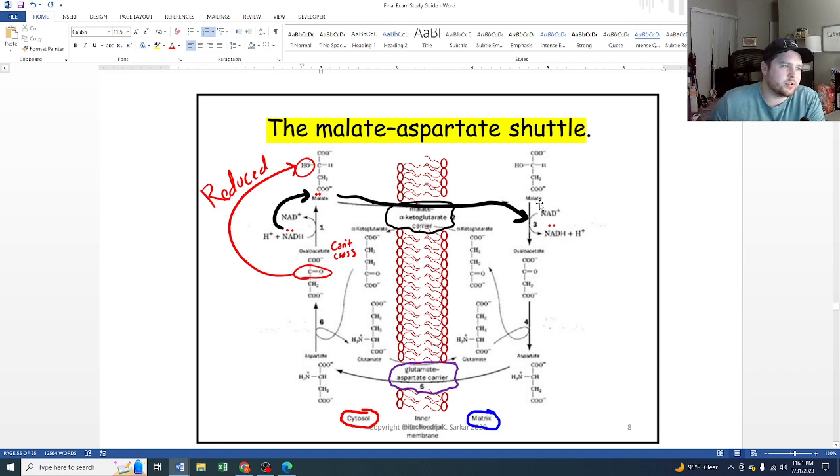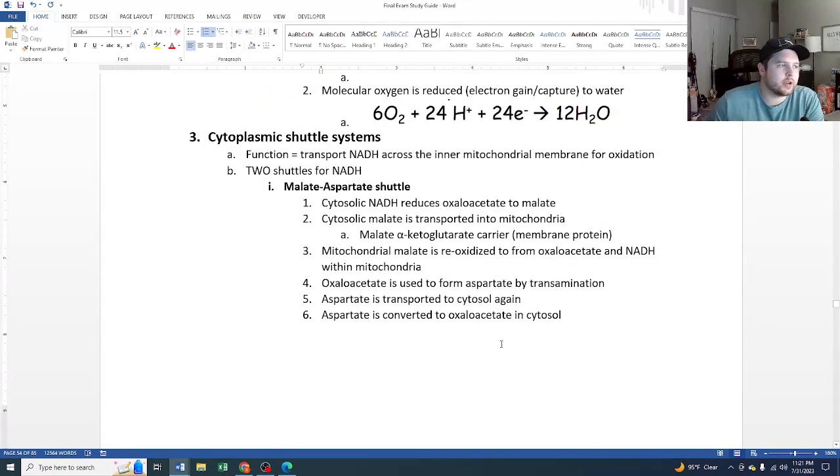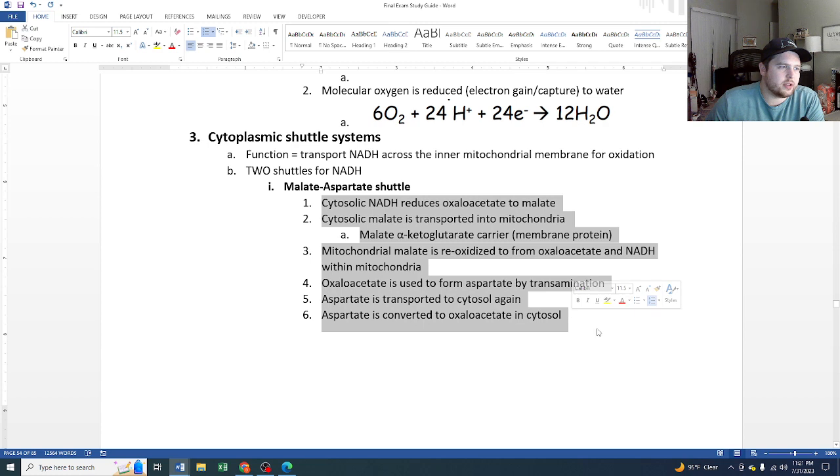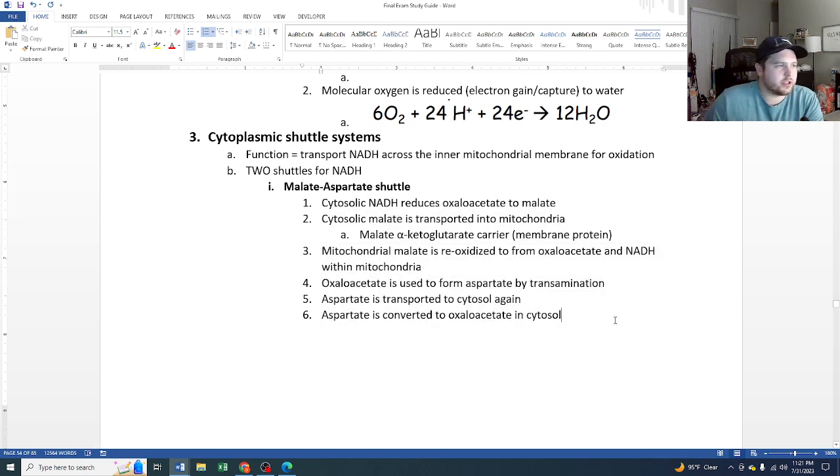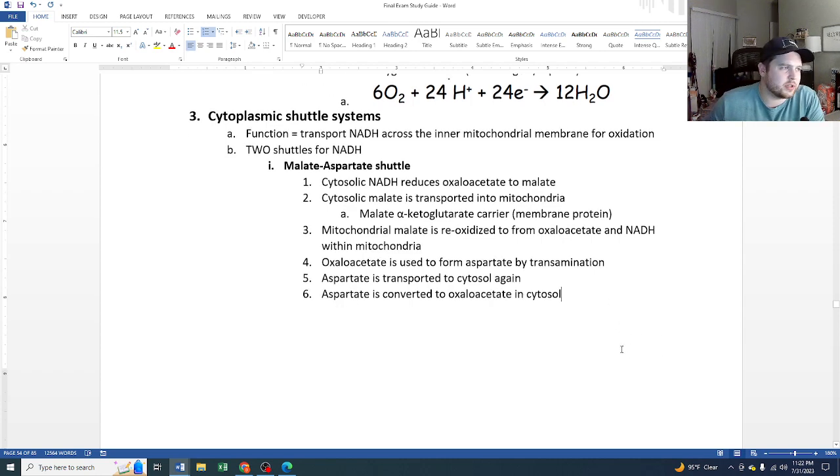Once it's there, it reoxidizes and gives the electrons across. So now we have NADH inside of the membrane, and the oxaloacetate goes back and becomes aspartate so that it can cross back over, and then it repeats in a circle over and over again. There's the step-by-step in words, if you want to pause and read that. It looks a little more complicated just because of the long names, but it's really not that bad.